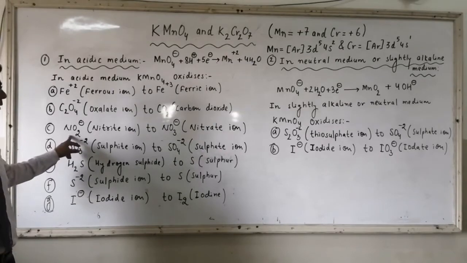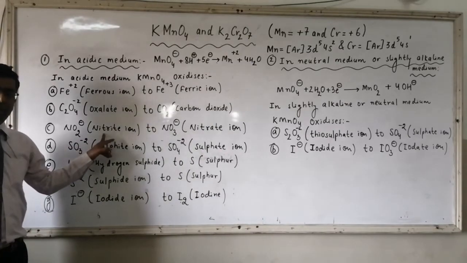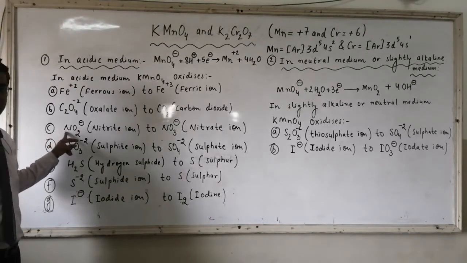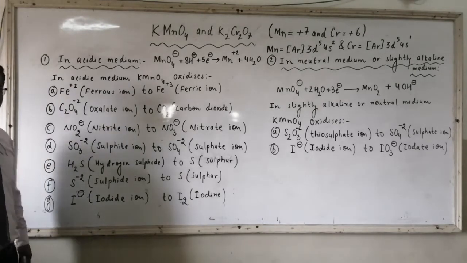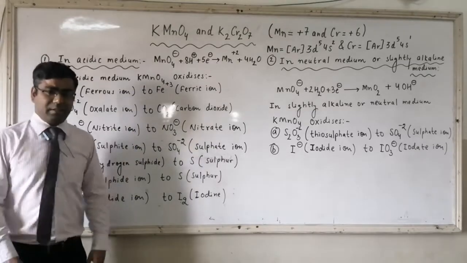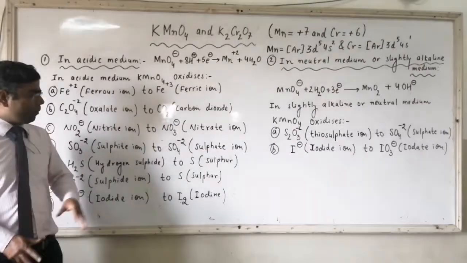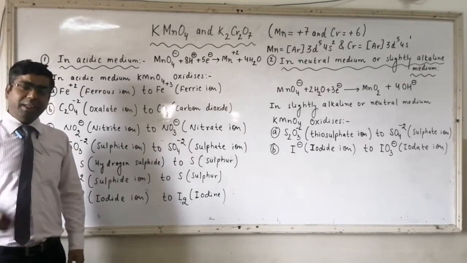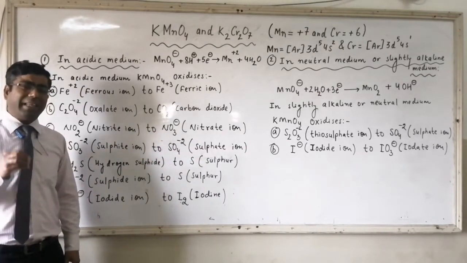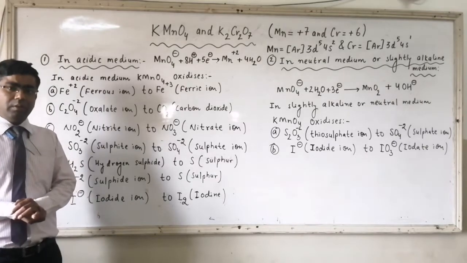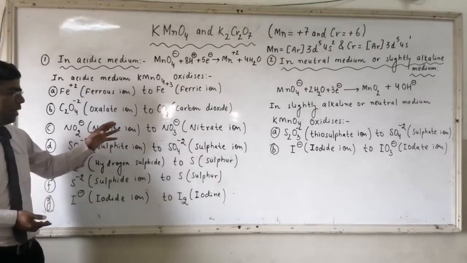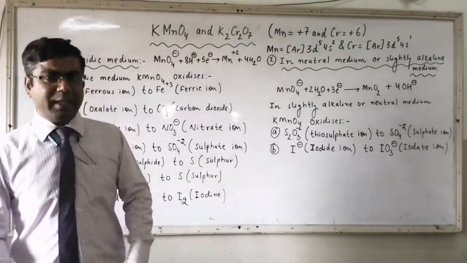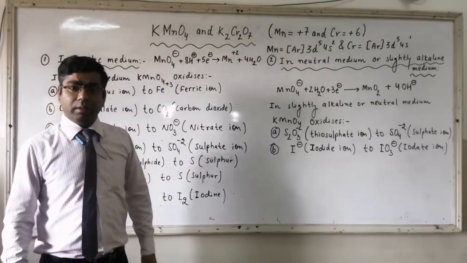Similarly, NO2- ion, which is called nitrite ion. In nitrite ion, the oxidation state for nitrogen is +3. In presence of KMnO4, it gets converted to NO3-. It shows oxidation. It forms nitrate ion, where the oxidation state of nitrogen is +5. An increase in oxidation state for nitrogen is there. So conversion of NO2- to NO3- is oxidation, and it takes place in presence of KMnO4.